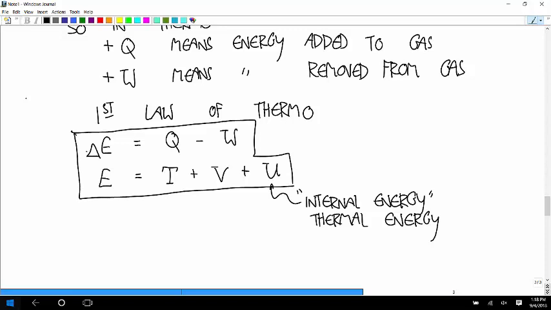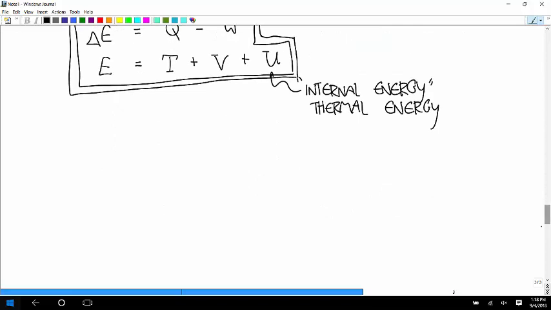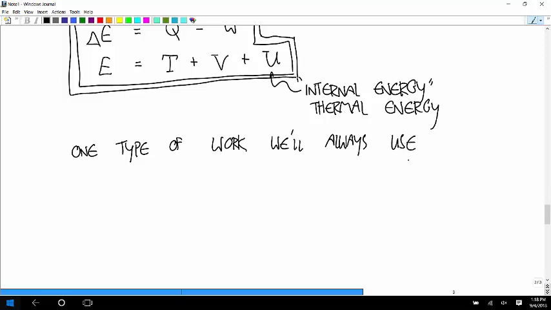Okay. Anybody have any questions? So this is the first law of thermodynamics. This is what we're going to use. There is one kind of work that we are going to use all the time. One kind of work we'll always use, and that is the work done by a gas in expansion.